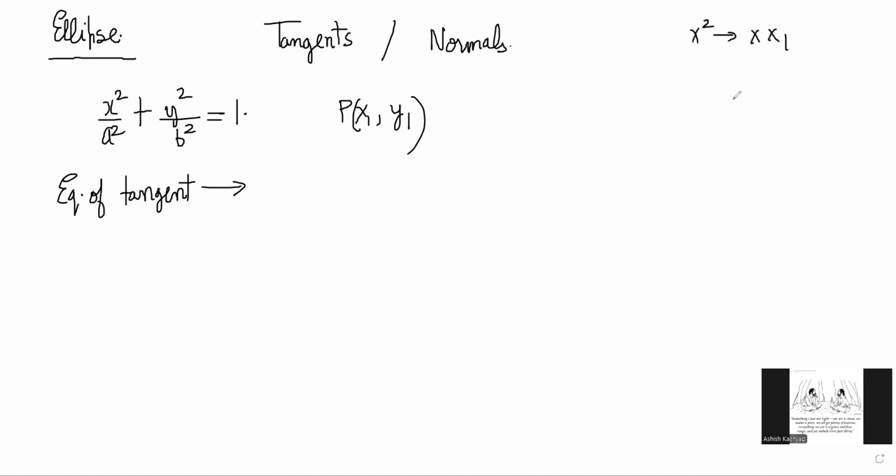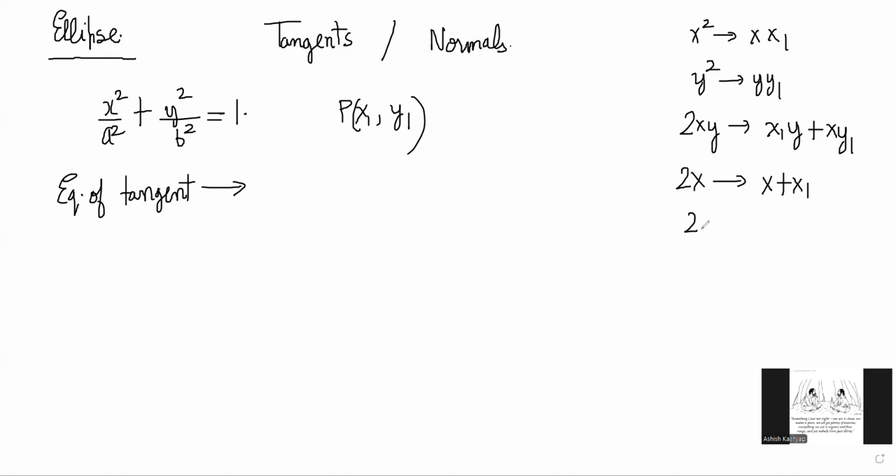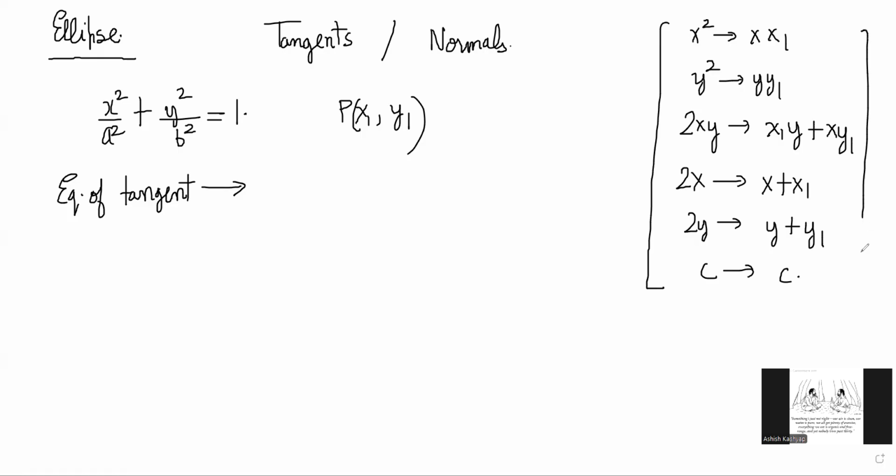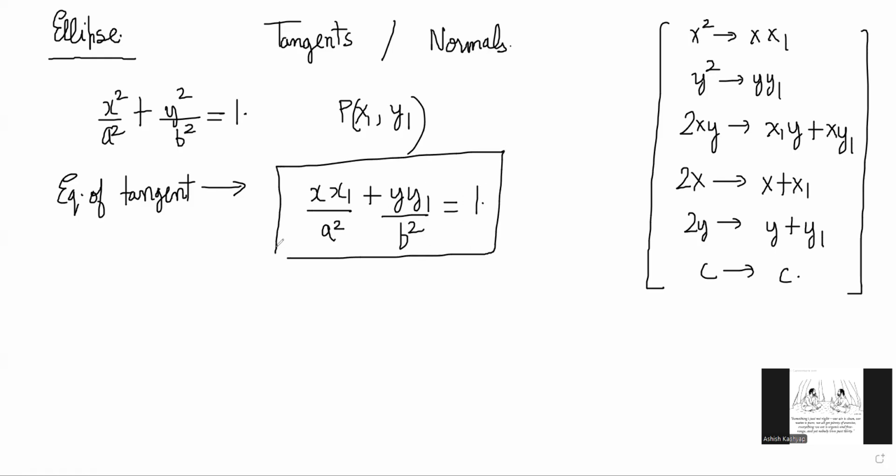x square is replaced with x x1, y square with y y1, 2xy with x1 y plus x y1, 2x with x plus x1, 2y with y plus y1, and the constant c is kept the same. So this method gives the tangent to any conic at a known point. So we apply that method here and we get the equation of the tangent as this: x x1 by a square plus y y1 by b square is equal to 1, right?